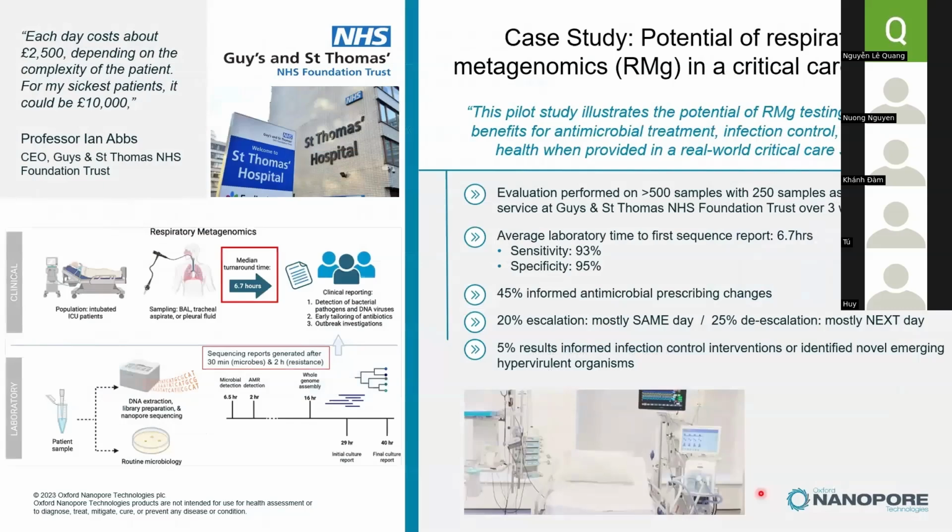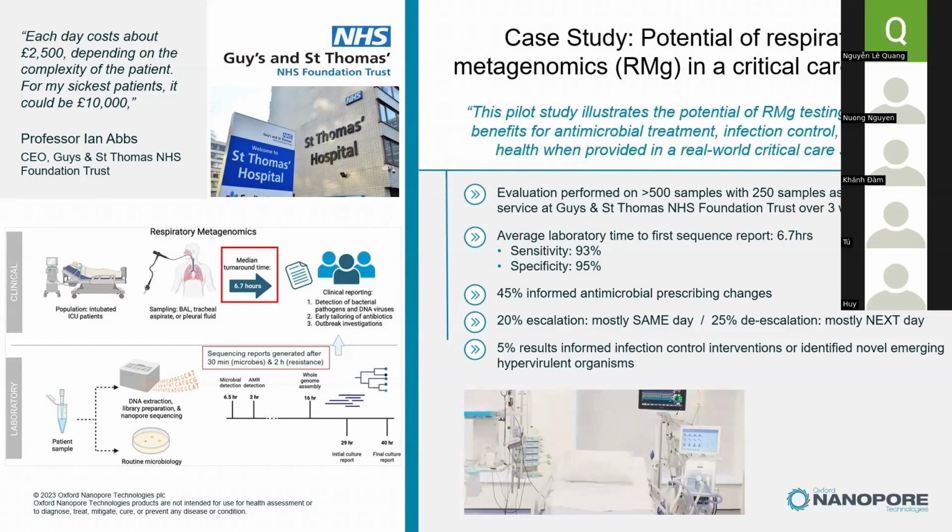So this is a case study of the respiratory metagenomic workflow that we discussed earlier. This nanopore-based respiratory metagenomics has demonstrated a significant impact in the medical field, particularly in ICU settings. This case study highlights the potential of respiratory metagenomics in the ICU, where the workflow that we saw just now is a single test that can test for bacteria, fungi, and DNA and RNA viruses.